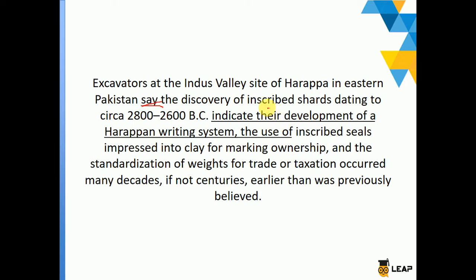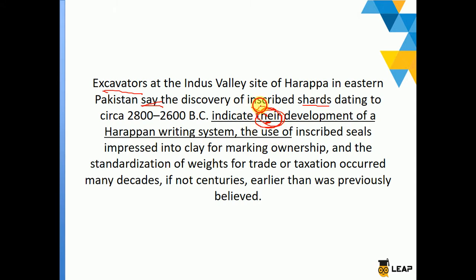Hang on, who is there? We're not talking about the excavators. Are we talking about the shards then? Okay, indicate their development of a Harappan writing system. Still not making any sense to me. Who is there? The shards are not going to develop a system. Then clearly there must be a problem here, right? Let's read it yet again. Excavators at the Indus Valley site of Harappa say the discovery of inscribed shards indicate their development of a Harappan writing system. No, this is not working out.